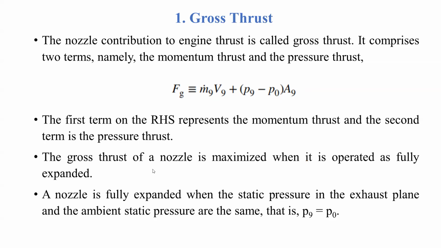So the gross thrust of the nozzle is maximized when it is operated as fully expanded, that is, in the optimal expansion condition. A nozzle is fully expanded when the static pressure in the exhaust plane and the ambient static pressure are the same, that is, P9 is equal to P0. That is what we call optimal expansion or maximized expansion.